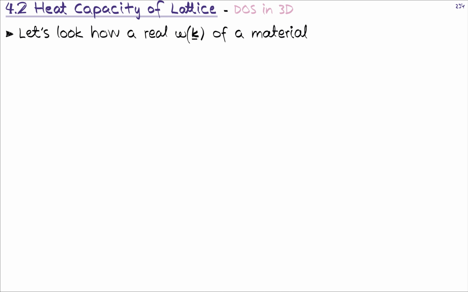So let's now look at how things look in a real case, and let's consider, for example, the dispersion relation of some material, for example, diamond.